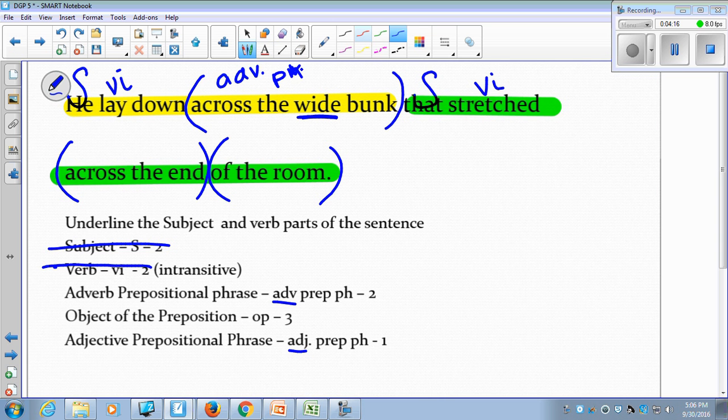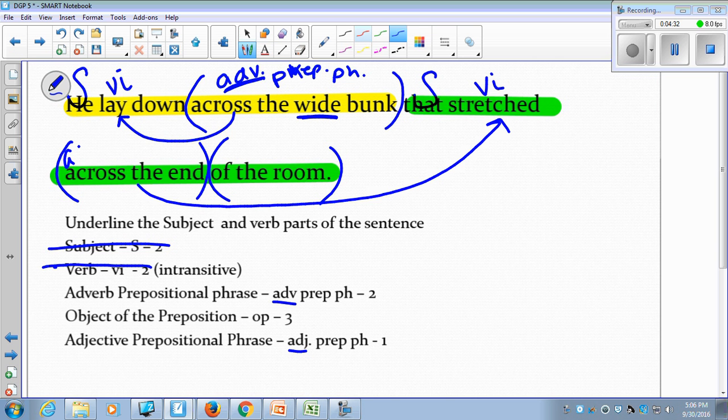It is an adverbial prepositional phrase, because he lay down across the wide bunk tells where he lay, and anything that modifies a verb is an adverb. Across the end is also an adverbial prepositional phrase because across the wide bunk, across the end tells where he stretched. The end of what? Of the room. Remember, the other day you labeled this as a noun. So this is your adjective prepositional phrase. And so now we have labeled all of our prepositional phrases.